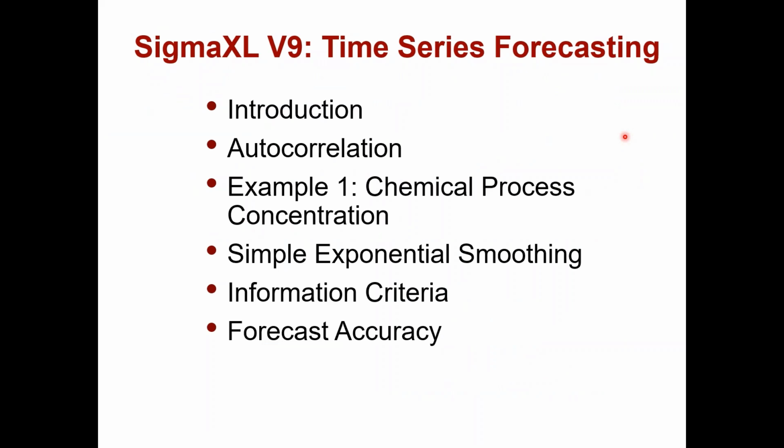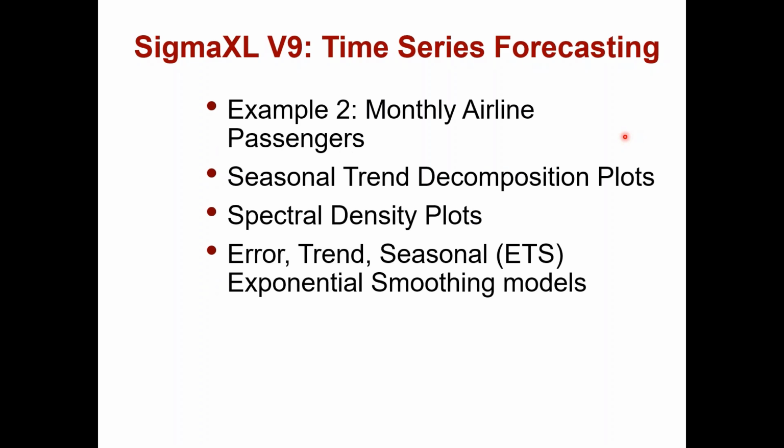We'll look at our agenda. We'll start with an introduction to time series forecasting. I'm going to keep it on the light side, not get into a lot of heavy math, just the essentials. We'll talk about autocorrelation. We'll give an example, chemical process concentration. We'll talk about simple or single exponential smoothing, information criteria, forecast accuracy, monthly airline passengers example. That's the famous data set from Box-Jenkins.